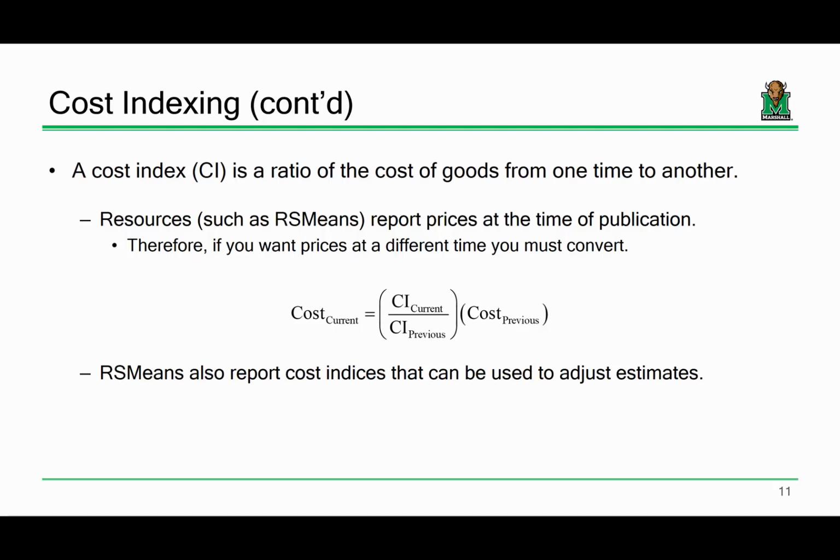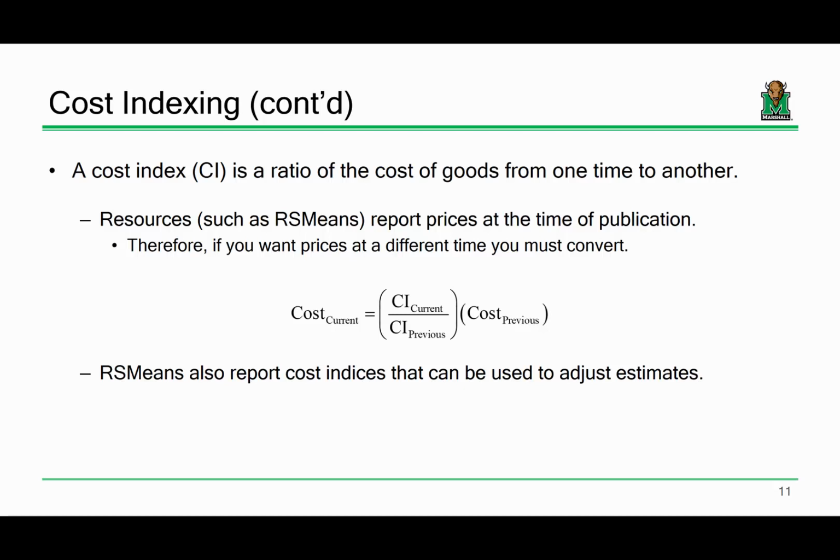So what specifically is a cost index? A cost index is a ratio of the cost of goods essentially from one condition to another. And right now I'm looking at cost indices as a function of time. Okay? So there are resources at RSMeans, even the book that you're passing around now has cost indices as a function of time. They're also available online. I have a link to them as well.